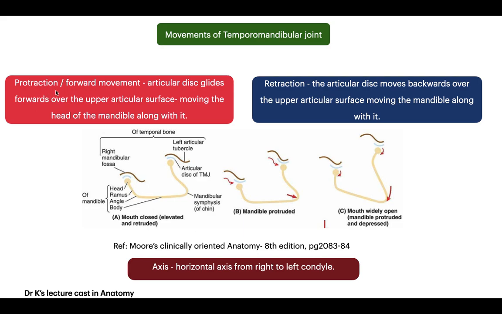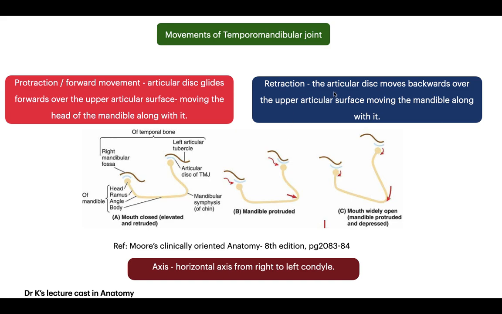First, the protrusion or protraction, the forward movement of the chin. What happens here is the articular disc glides forwards over the upper articular surface, that is the meniscotemporal surface, moving the head of the mandible along with it. See, this is the elevated and retruded chin. Protraction, can you see here? The articular disc, this is the articular tubercle. It moves along, taking the mandibular head forward. What happens in slight opening of the mouth and wide opening of the mouth, we'll see in depression movements.